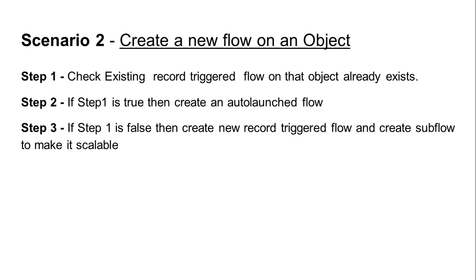Suppose for a before flow, on a particular object, say Account, I should have only one record triggered flow which is running in before. I don't want multiple before triggered flows. So this first step is to avoid that. And the next step I mentioned is to create an auto launch flow or subflow so that modularity can be maintained. Done.